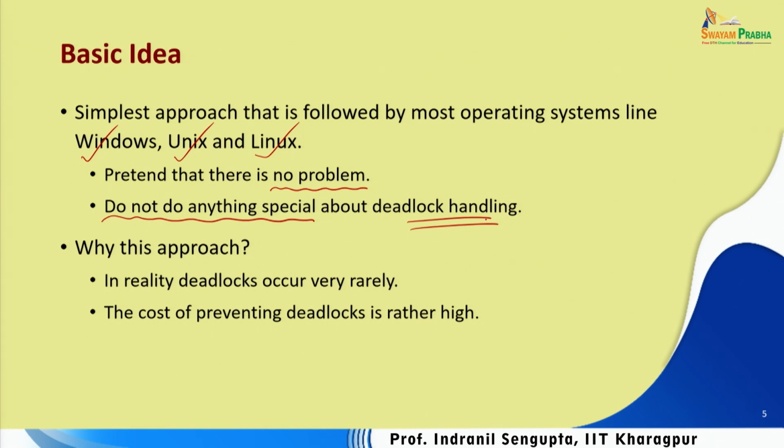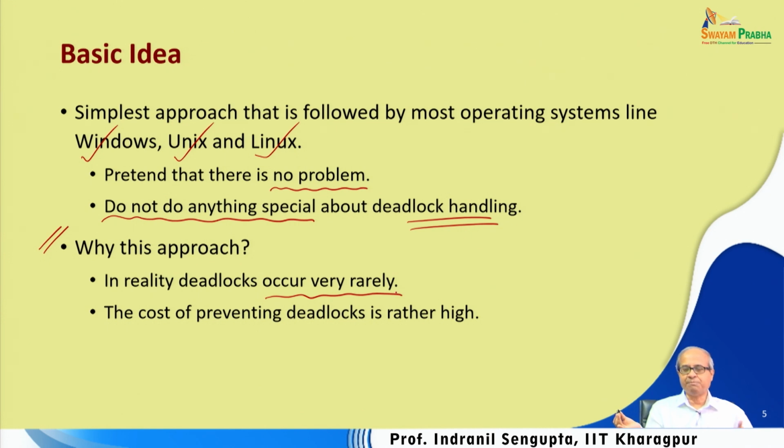But as I mentioned, why is this approach used in the modern day operating system? So, why do not they handle deadlocks automatically? It is important to understand why this approach is followed, because the first motivation is in reality the chance of a deadlock happening is very rare. So, if you spend too much money and effort on events that occur very rarely, then on the average the cost of your system can go up. So, this approach says, because in reality deadlocks occur very rarely.